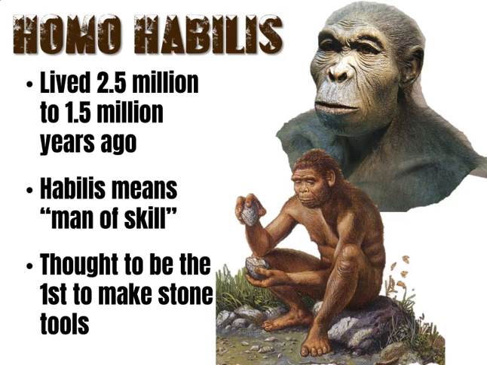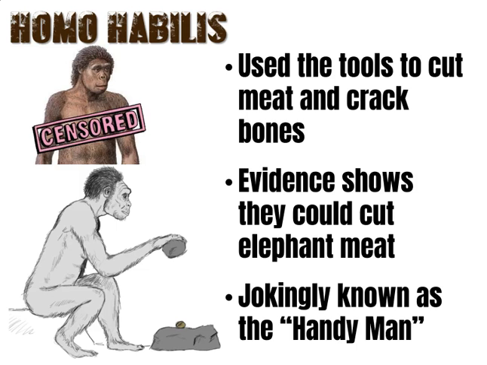So these are men of skill, and again, we've talked about the development of fire and of culture groups and civilizations, and that is one of the use of tools, that kind of stuff. So this is the idea of the first to make stone tools. Again, we're censoring here. They used the tools to cut meat, crack bone. Evidence shown that they could cut elephant meat, which is obviously a big task, or tusk, either one.